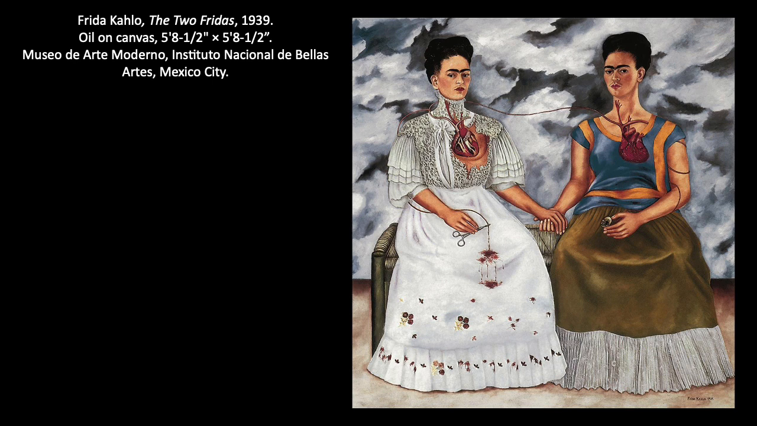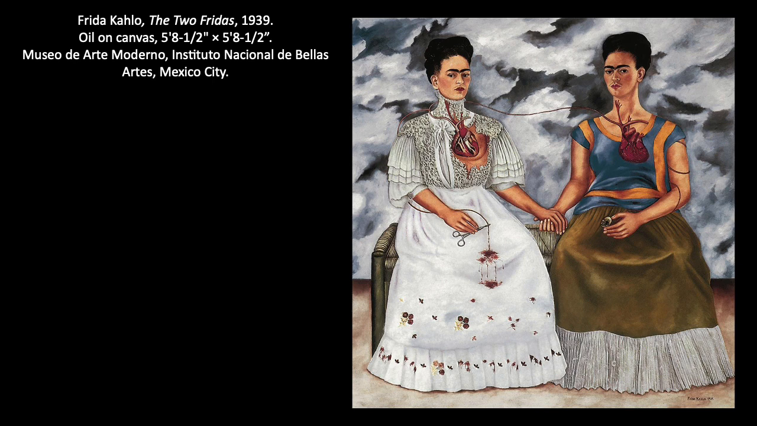But the double portrait also calls attention to her complex cultural identity as a woman of mixed Mexican and German Jewish heritage. Now, additionally, in 1929, at the age of 22, Frida Kahlo married the acclaimed Mexican muralist Diego Rivera, who was 42 at the time.